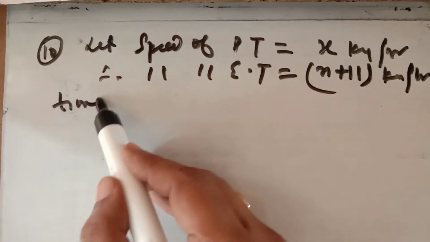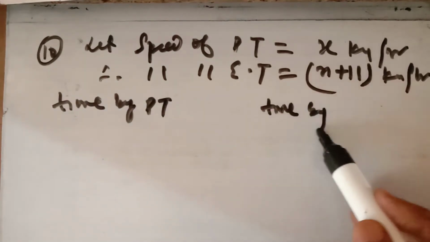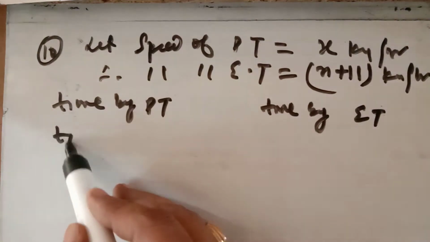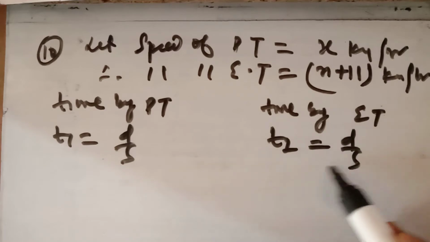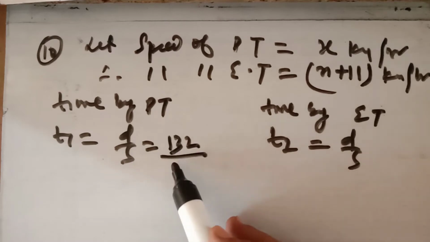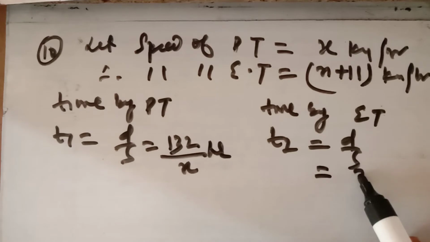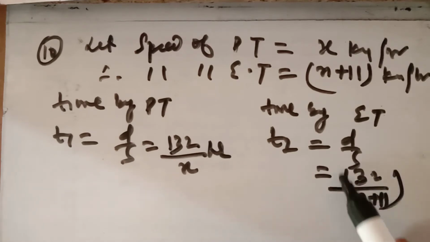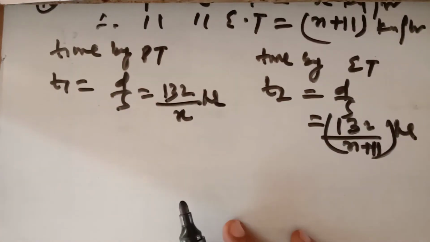Therefore, the speed of the express train is equal to x plus 11 kilometer per hour. So I'll find the time taken by the passenger train and the time taken by the express train. I will call them T1 and T2, distance upon speed. The distance is 132 and the speed of the passenger train is x kilometer per hour. So the time taken by the express train will be 132 upon x plus 11.